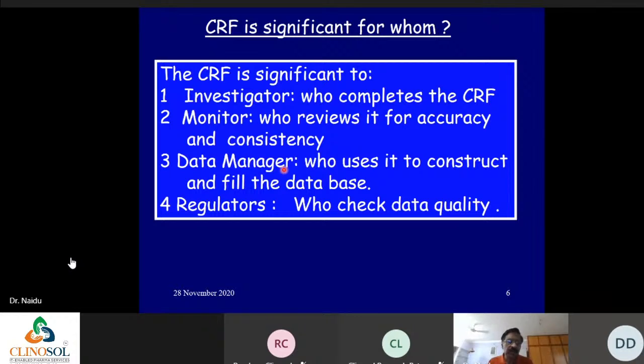And the most important is the regulator, because regulators always ask, we would like to see the case record form of each and every participant to check whether data is properly entered or not. So these are the people for whom the case record form is the most significant document.